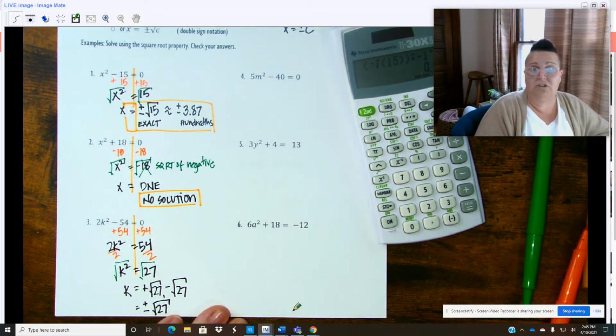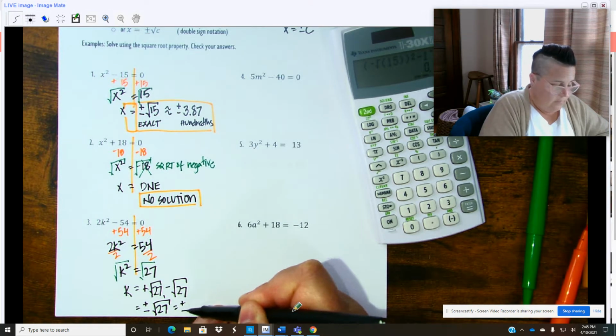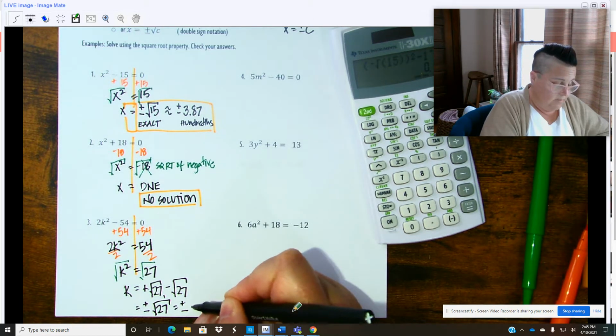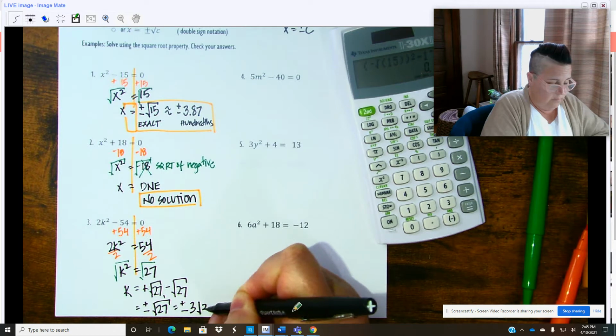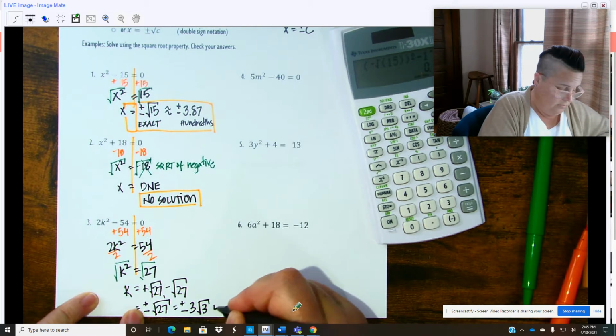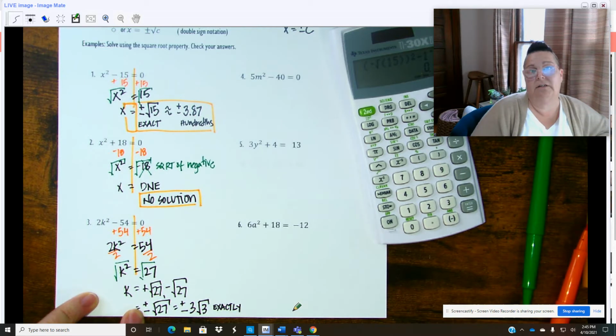Now, we do want you to recognize that the square root of 27 can be simplified. That's what we did in chapter 8. So, square root of 27 is 9 times 3. So this would be the square root of 9 times the square root of 3, or 3 square roots of 3. This is my exact answer, which I may need to calculate as a decimal. If I need to calculate it as a decimal, I very simply plug it into a calculator, right?